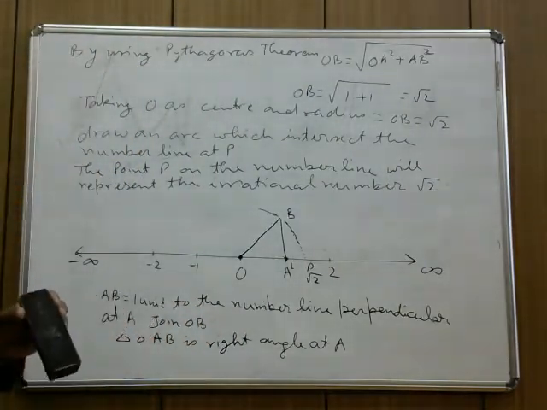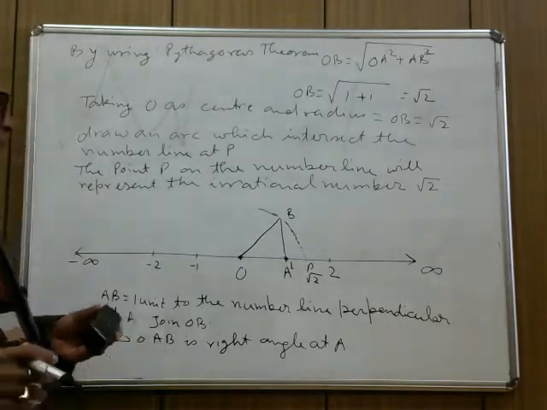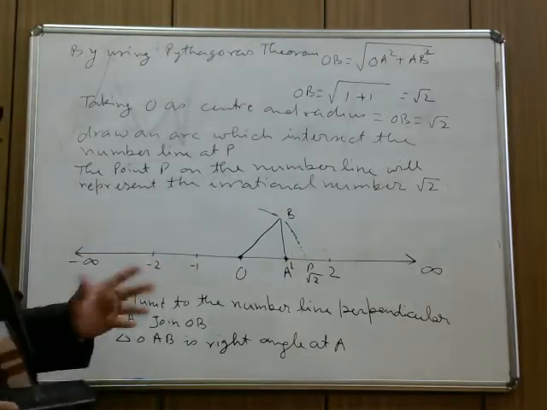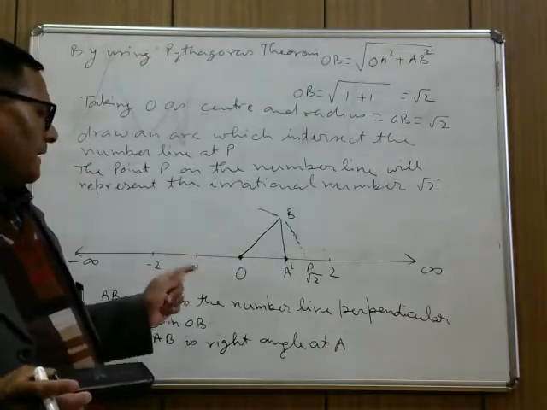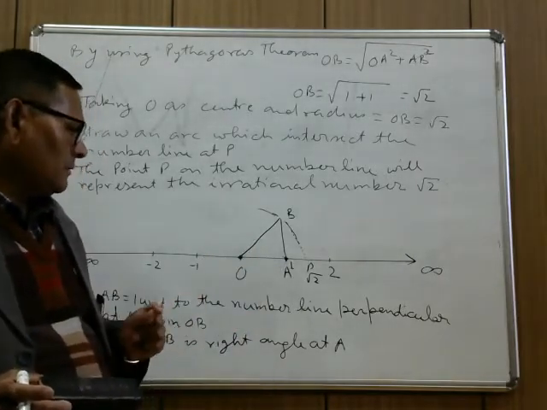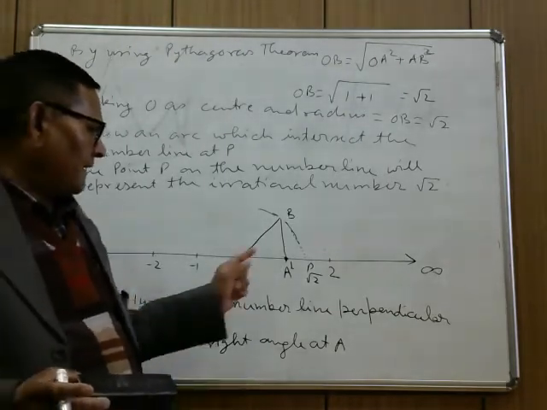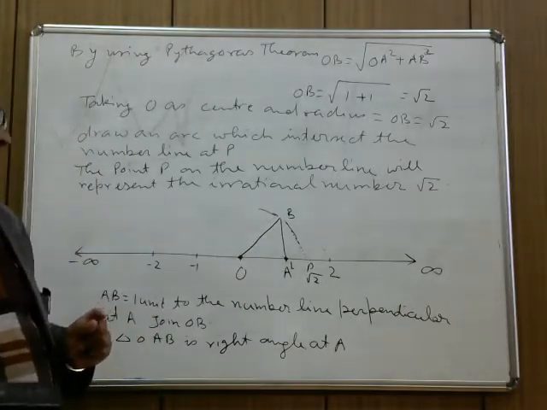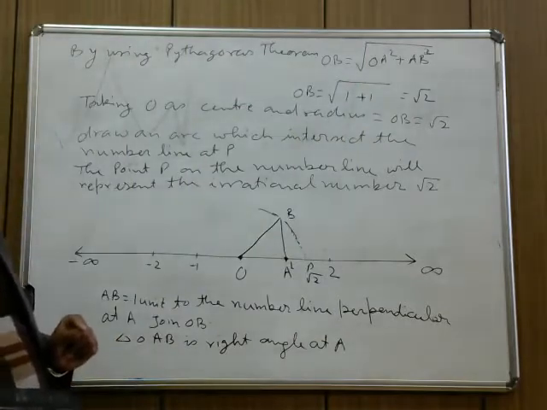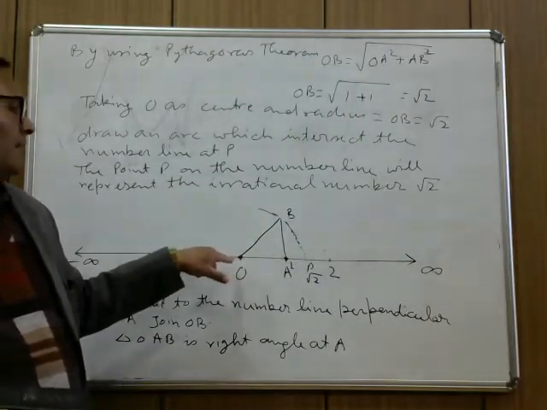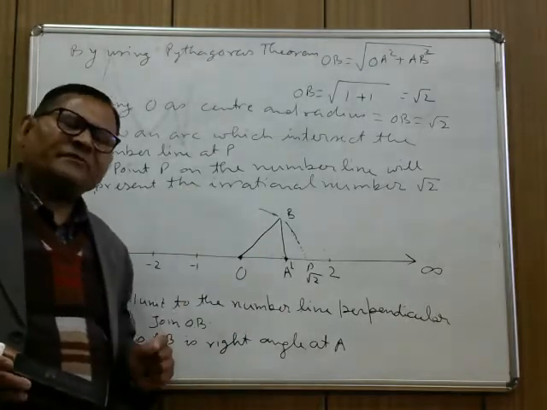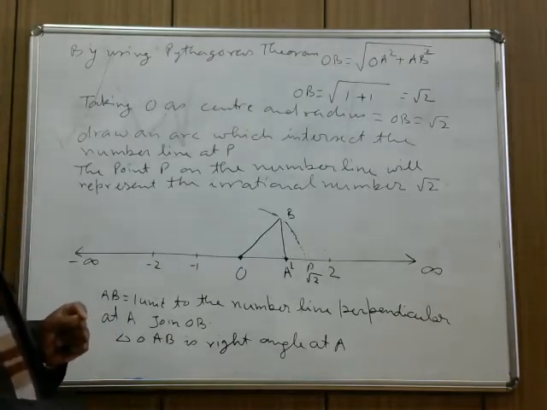I am repeating the whole things once again. In order to locate the irrational number under root 2 on the number line, first of all you draw a number line which is taken from minus infinity to infinity. All the numbers lies on that. You may familiar with this. And I have taken 0 and 1 as O and A on the number line, and a line AB which is perpendicular to the number line at A, and in triangle OAB, by using Pythagoras theorem, we can find the length of OB. Length of OB I have shown you, that is under root 2, and after that taking O as the center and radius equal to OB equal to under root 2, draw an arc which intersect the number line at P. Now this P will represent the irrational number on the number line.